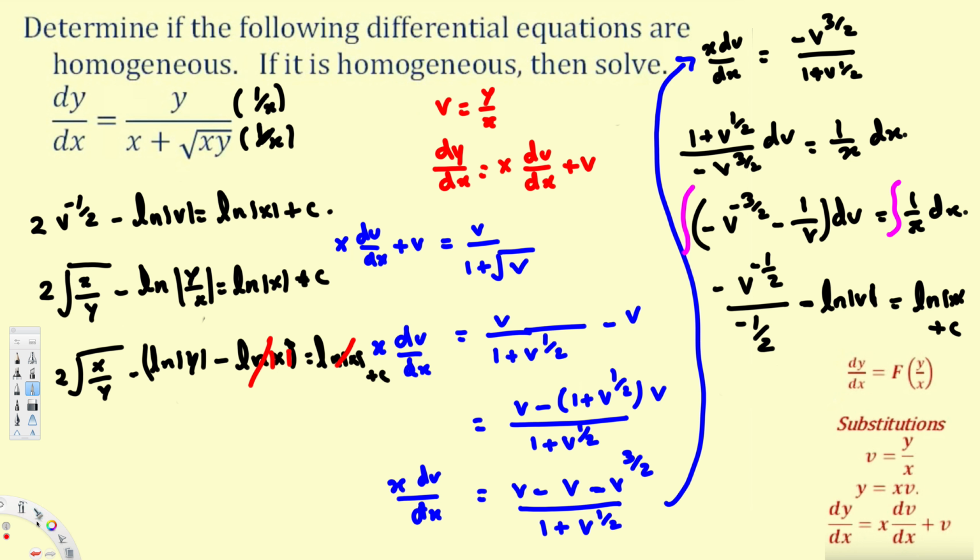Our final answer is going to be 2 square root of x over y minus ln y is equal to c, and that's going to be the general solution of this differential equation.